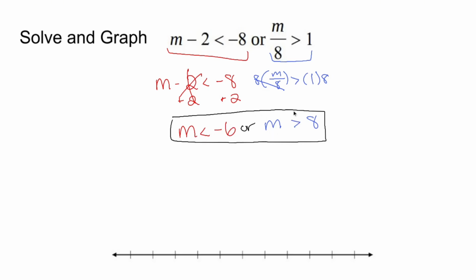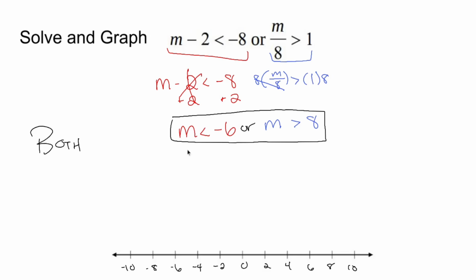Now, how do you graph an or inequality? Well, you graph both inequalities on the same number line. Negative 6 and 8 are kind of far apart from each other, so what I'll do is mark this as 0 and then do even numbers, and I should be safe. Like so. So both of my numbers are a hit.